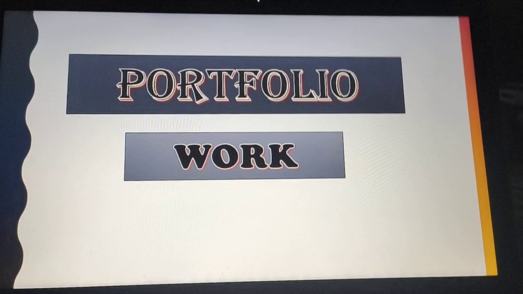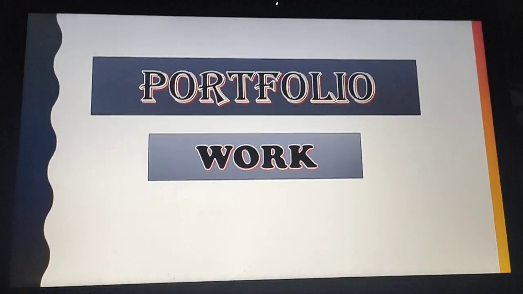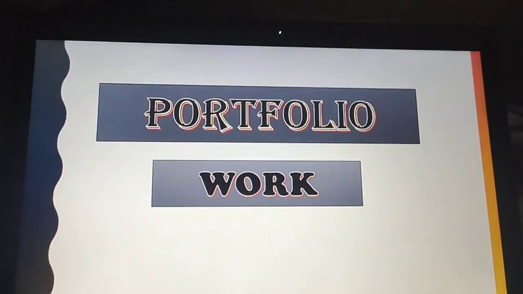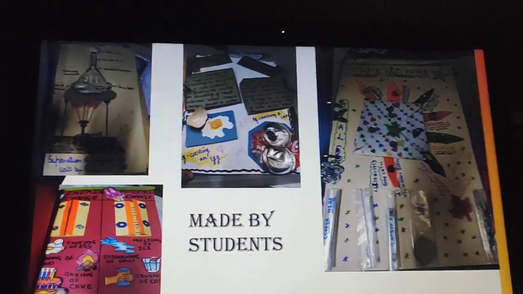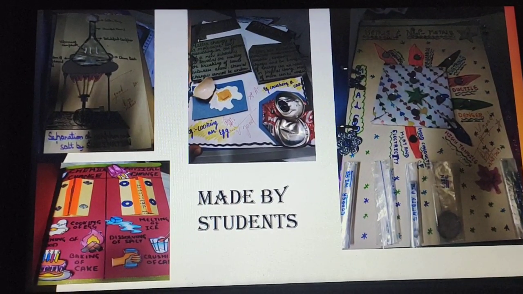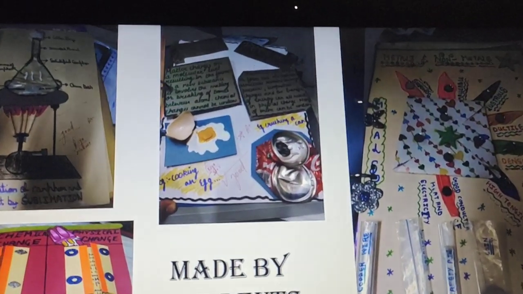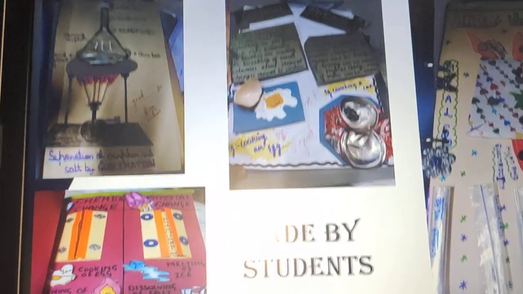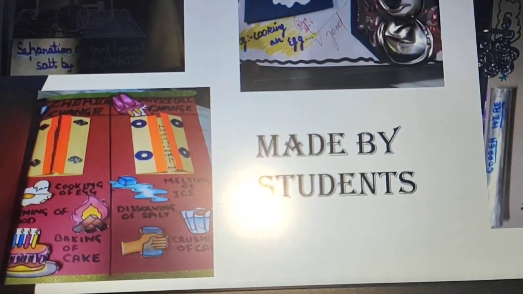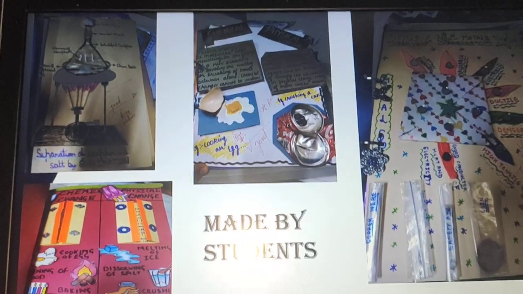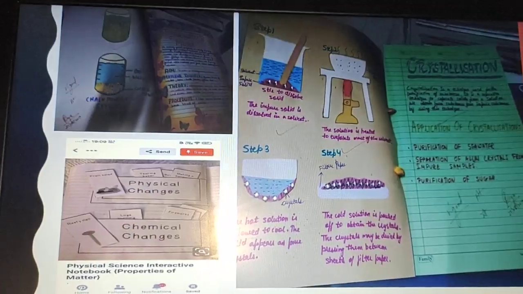Now up to here this chapter is completed. Now I can explain to you some portfolio work you have to make from this chapter. So in this way you can make the portfolio work that was made by students last year. You can make it like that: physical and chemical process, sublimation technique, and the difference between chemical change, physical change, metal, non-metal. So in this way you can make the portfolio work on any one sheet.